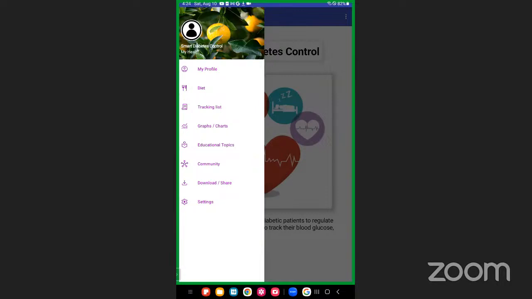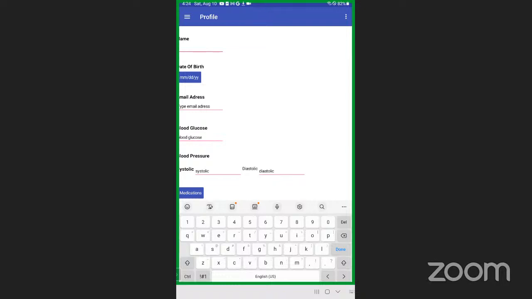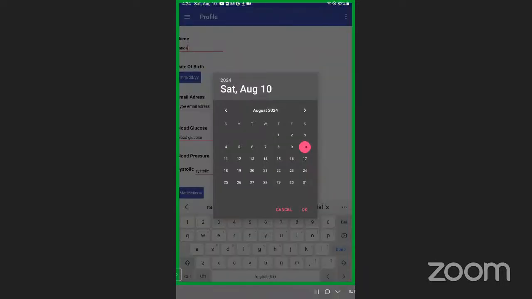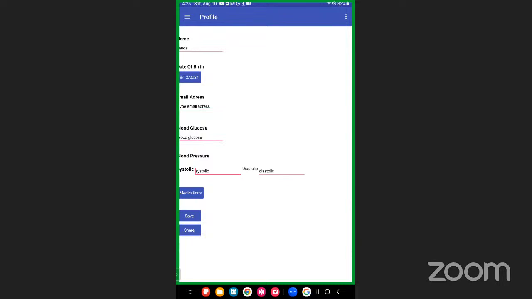Okay, we'll start with my profile. If I press on my profile, it gives the name and date of birth. We can choose the date of birth, and also the email, glucose, and add blood sugar, systolic and diastolic, and also medication. We can save or share this one.